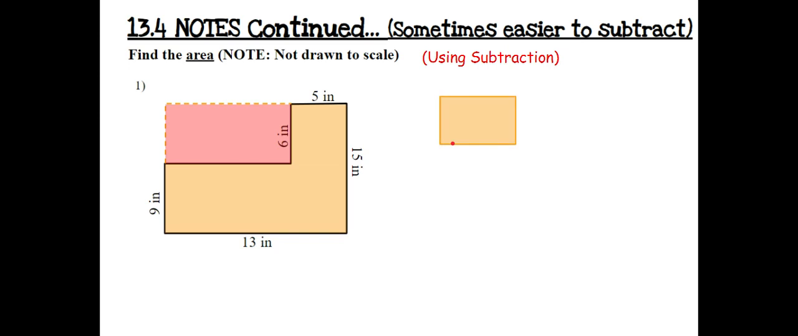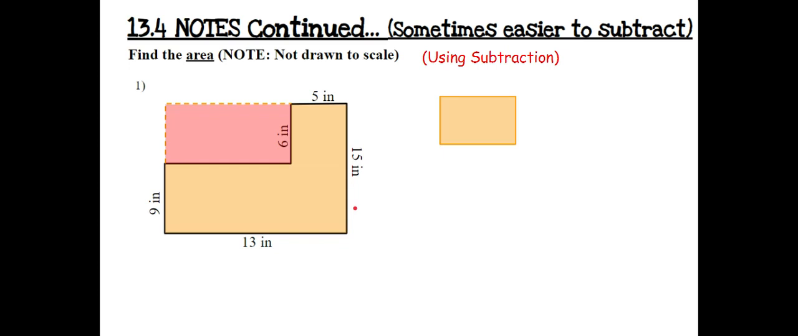So that giant rectangle right here has a measurement of 13 by not 9, but 15. And you could have gotten that because from here to here is 9, and from here to here is 6. So 9 plus 6 is 15. Or this is the same as this. So if this is 15, so is this. But sometimes they don't necessarily give me that this is 15.